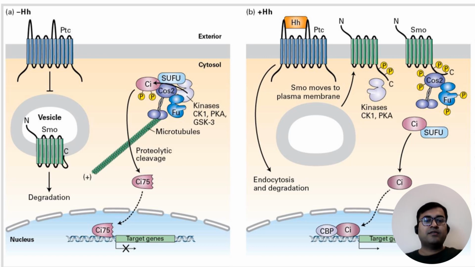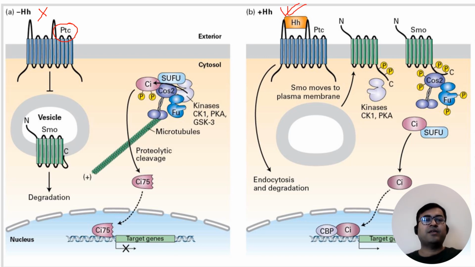As you can see here, this is the protein called PTC. Don't worry about the detailed name of this. In the next slide, I have mentioned the extension of all these abbreviations used in this slide. So for now, we'll not worry much about the extension of these molecules, and it will also make it easier to understand the pathway. The left side of the panel is when there is no Hedgehog ligand, and the right side of the panel is when there is the presence of Hedgehog ligand.